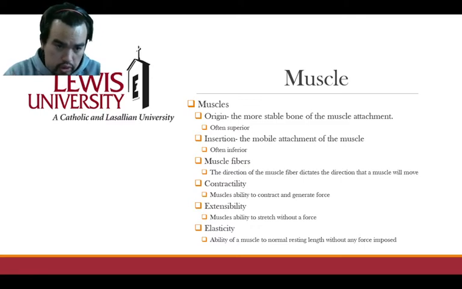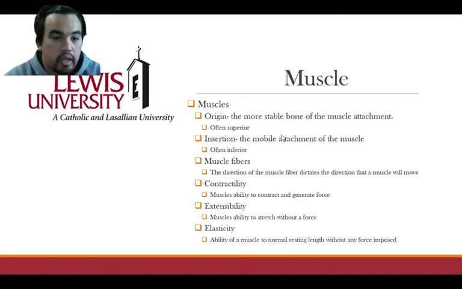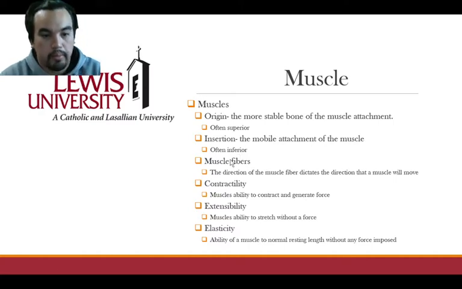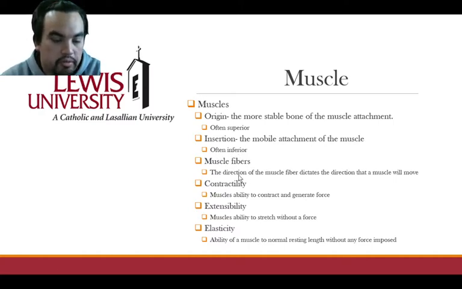Okay, the origin is typically the superior portion of the muscle, and it's the more stable bone of the muscle attachment. So the muscle attaches to the most stable bone, which is the origin typically, and then the insertion is the mobile attachment of the muscle. So typically that's the side that's moving. So whatever the insertion is attached to, that's what segment it's going to move. Okay, it's often the inferior portion. The muscle fibers, if we've pointed out with our bipinnate muscles and convergent muscles, if you pay attention to those muscle fibers, it'll tell you the direction of the muscle movement.